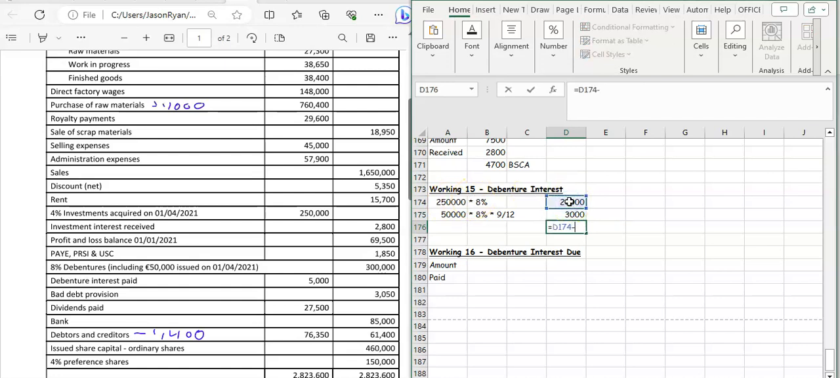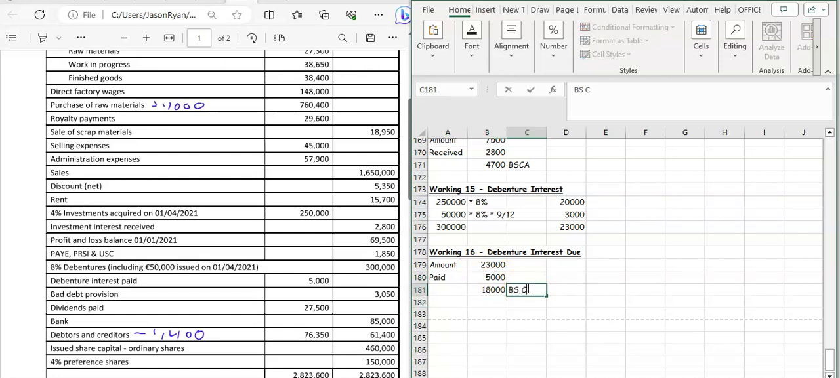So the full debenture interest they have to pay is 23,000. So this 300,000 is going to go into the finance section of your balance sheet, and this 23,000 you're going to take away from your operating income. So you're going to have your operating income, then you're going to add on your investment income, then you're going to take away your debenture interest. If 23,000 is the amount that we have to pay, it said in the question that debenture interest paid already is 5,000. So the difference between the two is your debenture interest due.